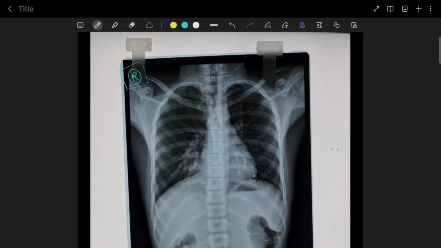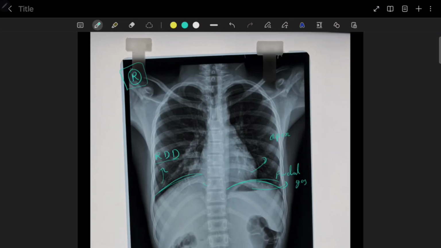Okay, so what are the findings? At first the apex of the heart, then the fundal gas. After that you see the right dome of the diaphragm. Okay, it is the right dome of the diaphragm, and this is the left dome of the diaphragm. The right dome of the diaphragm is slightly upper, and it defines that it is the right side.